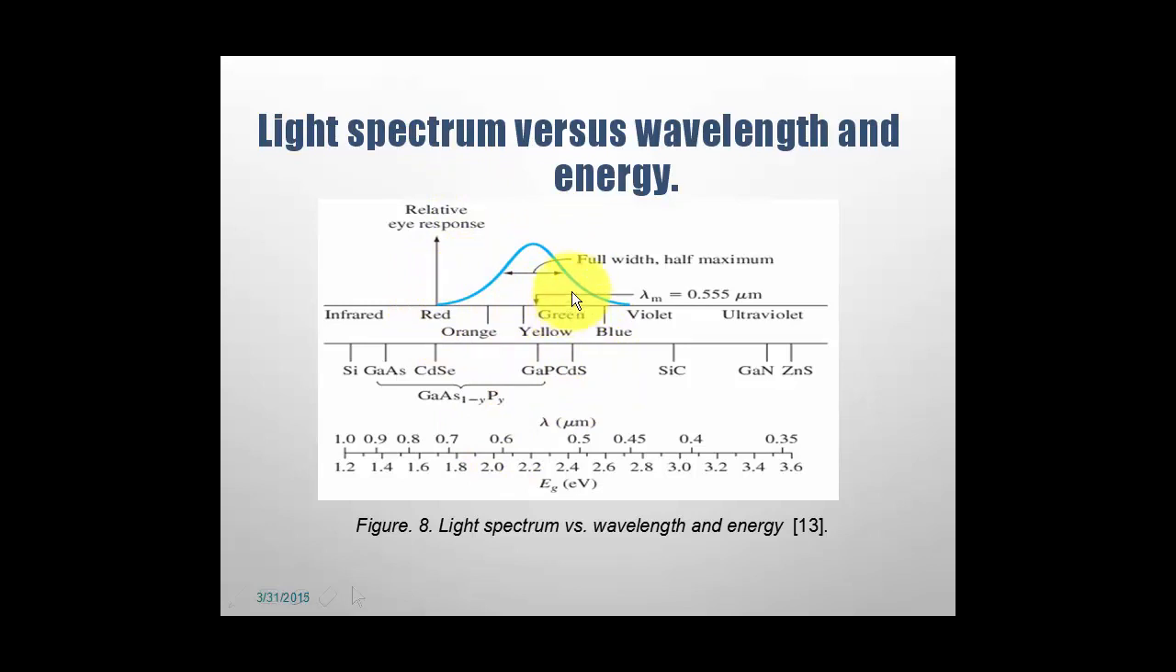So the response from the material from the red to the violet, at this point where they have mentioned full width half maximum, is -3 dB down, which will have the maximum response. And if we deviate toward the right side or the left side, the response will be reduced.